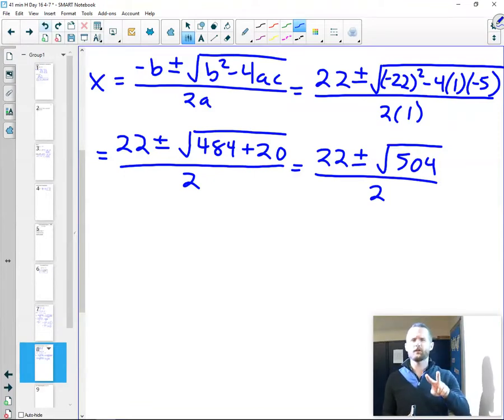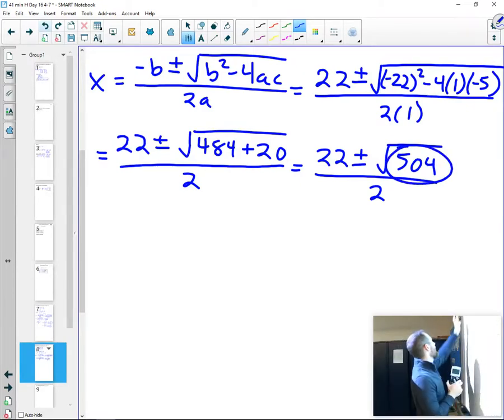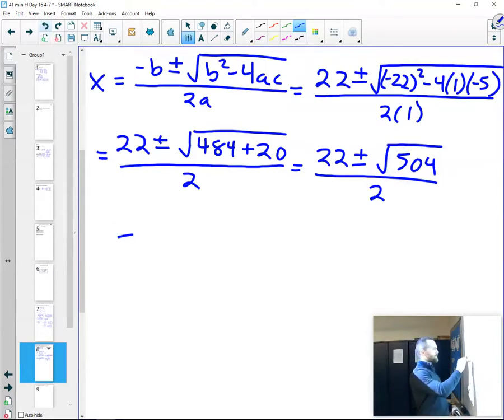We're going to write an answer two different ways: as an exact answer and as a decimal approximation. First, let's talk about how to get to the exact answer. To get to the exact answer, we need to simplify this radical. So we'll erase this in a second. I'm just going to show my work here.